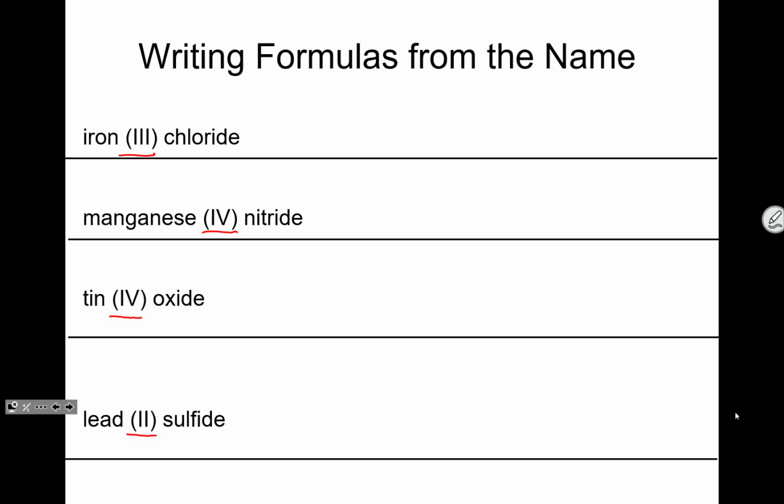So I'm going to just write, like in the last video, the formula of that cation above those names to start. So I have here iron 3, Fe +3. Here I have manganese 4, so that's Mn, and that Roman numeral 4 says it has a +4 charge. Tin 4 oxide, so we have tin Sn, and this means it has a +4 charge. And then here we have lead 2 sulfide, so lead is Pb, and this 2 means it has a +2 charge. And then let's go on to the anions.